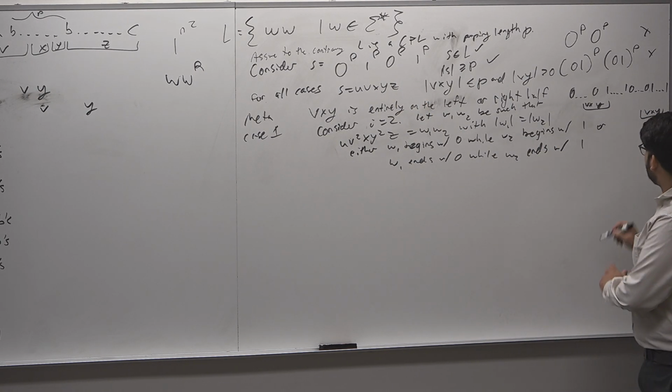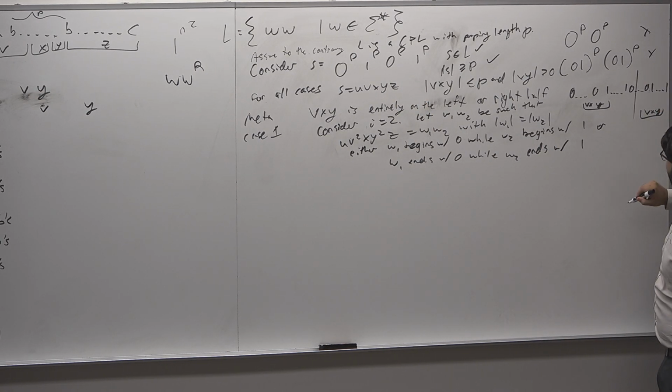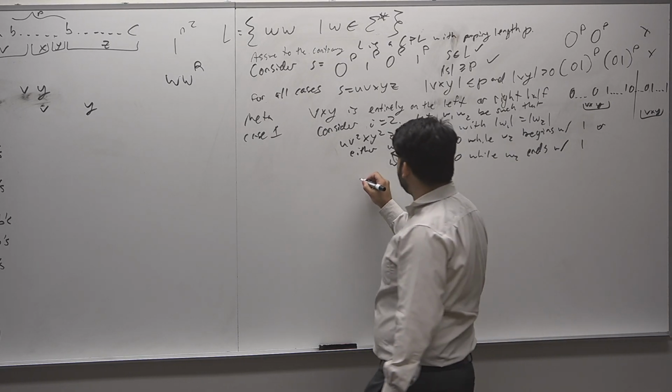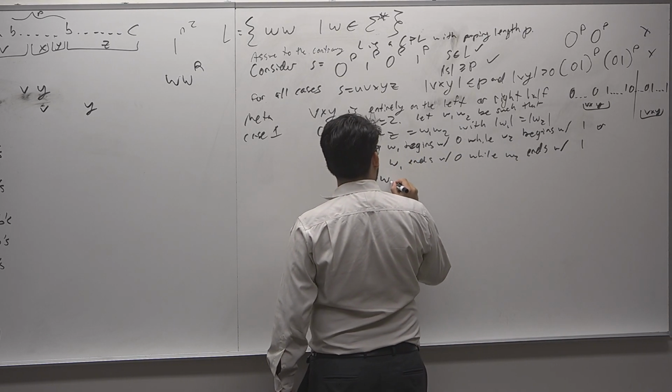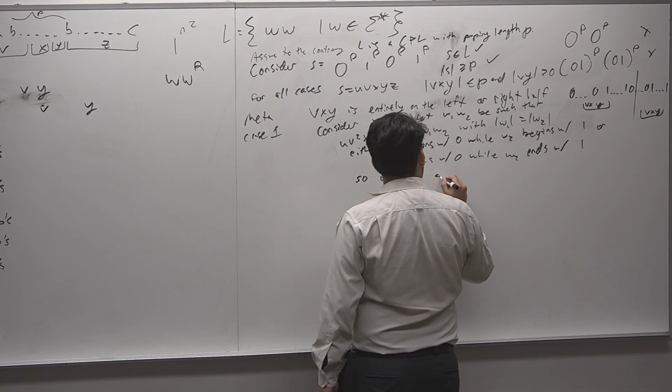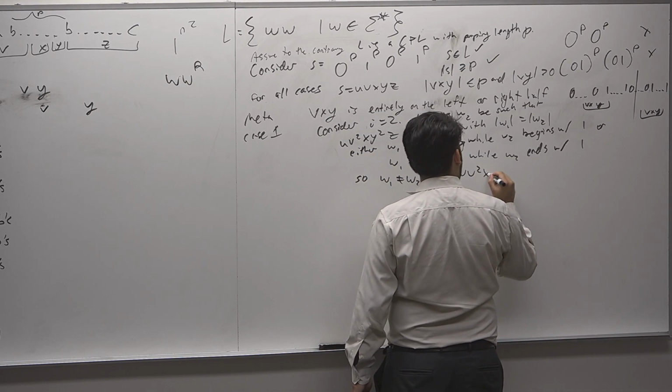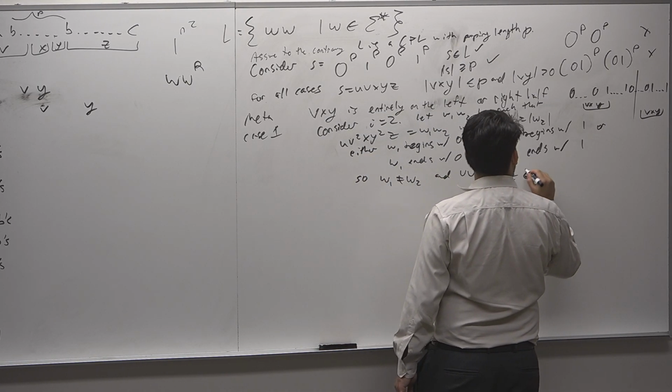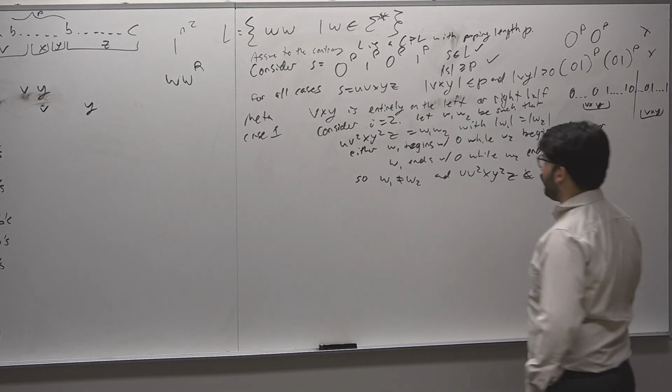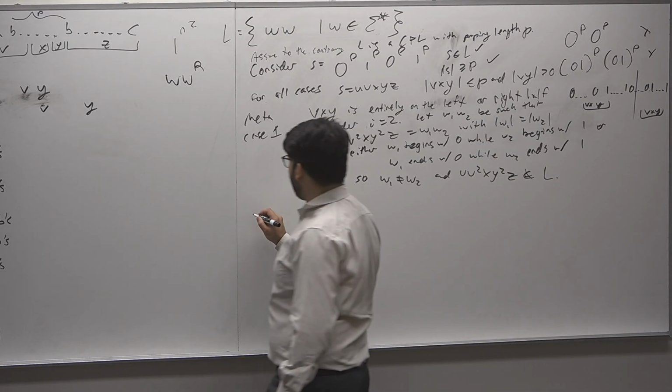Right? So just to illustrate that, that would mean that the halfway point was there, for example, and that 0 is pushed over the line. Either way, W1 does not equal W2, and UV squared XY squared Z is not an element of L. Okay, we're done with that meta case. Meta case 2.